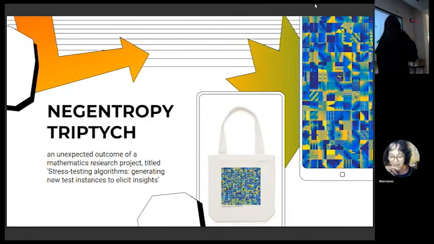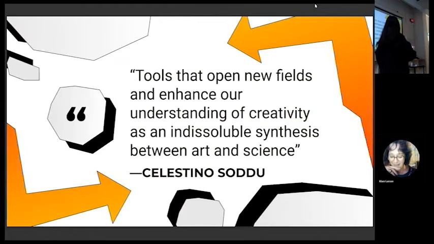So moving on, we have a quote from Celestino Soddu. He's an Italian architect. He teaches generative design at Polytechnic University of Milan and is a pioneer of generative art and design, which acknowledges the results as tools that open new fields and enhance our understanding of creativity as an indissoluble synthesis between art and science. That's what he calls algorithm art.